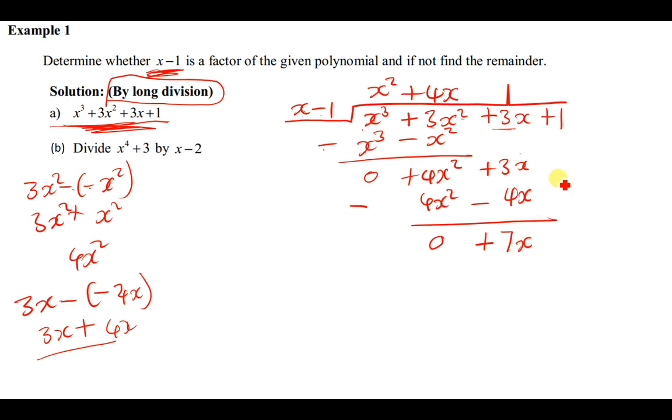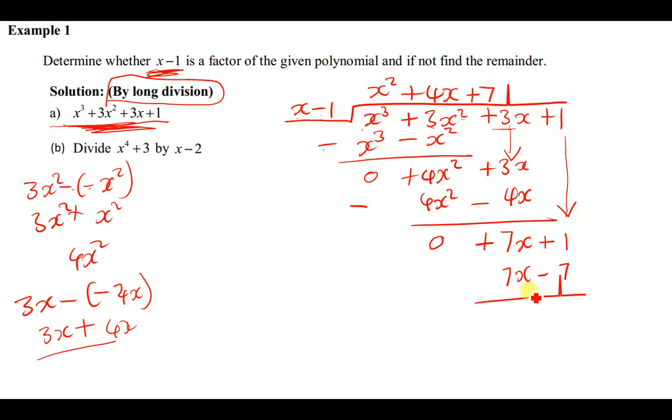So we're going to bring down the 1 there. This 3 is the one that is there. Then we bring down the positive 1 there. So we divide x into 7x. The answer is 7. 7 times x, we have 7x. And then 7 times negative 1, we have negative 7.